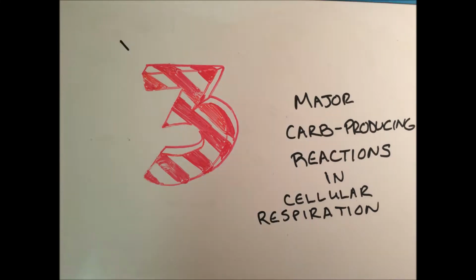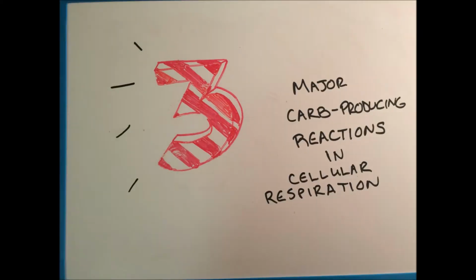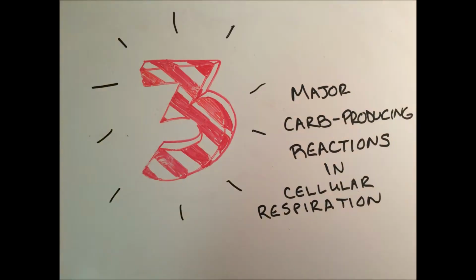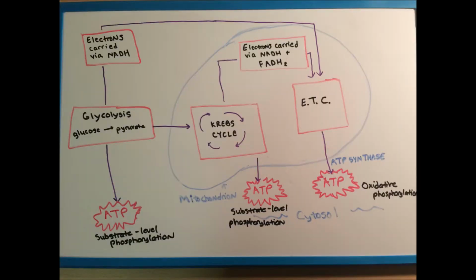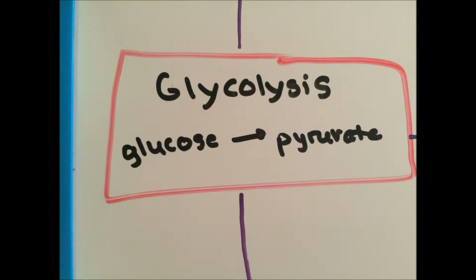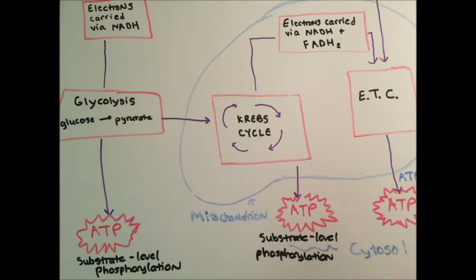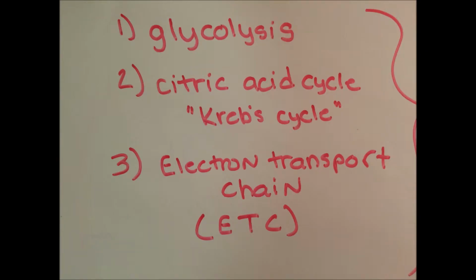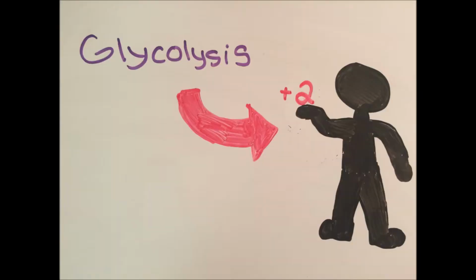In cellular respiration, there are three major carbohydrate energy-producing reactions: glycolysis, the citric acid cycle, and the electron transport chain. All three reactions work in sequential order to produce a net yield of 36 molecules of ATP. However, in glycolysis alone, the goal is to just produce a net yield of 2 ATP.